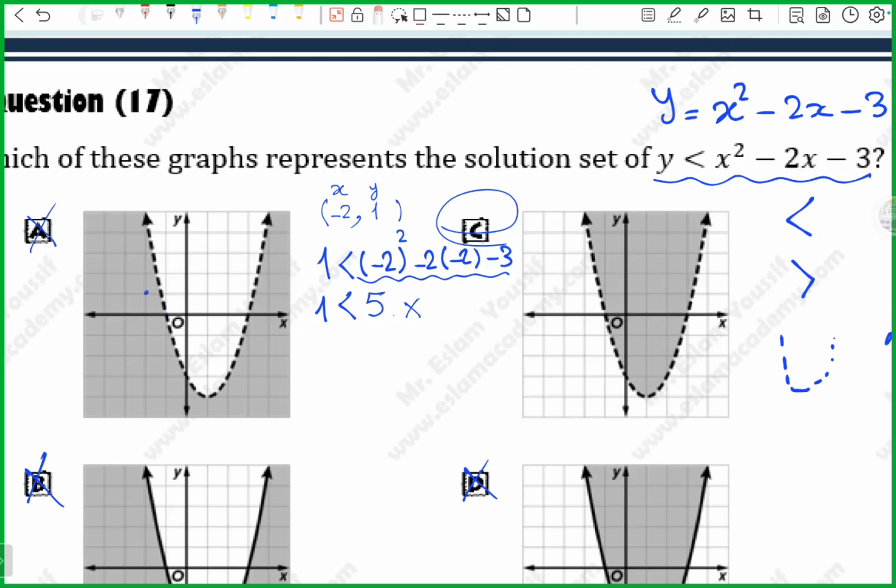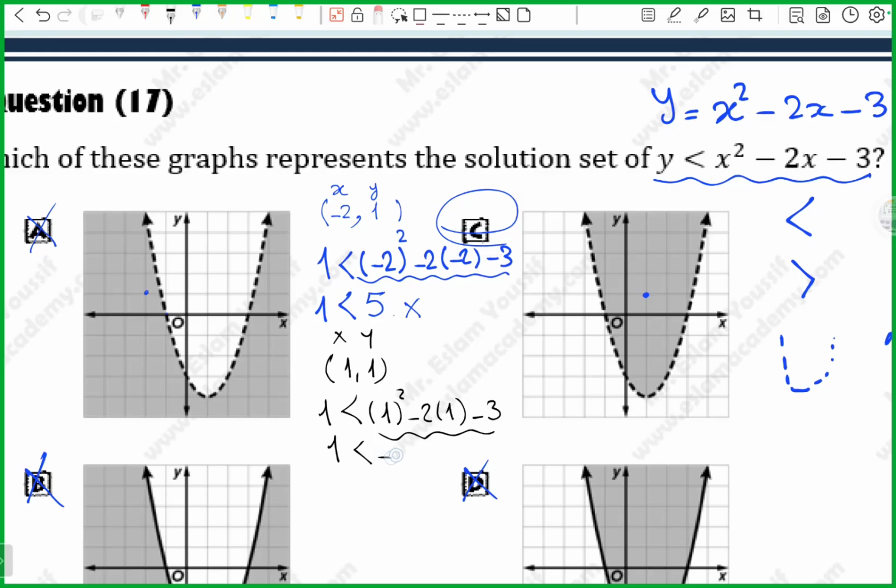You understand it? Choose now any point from the shaded part. Choose any point that you want, from the shaded part. 1 and 1. I will use 1 and 1. It means x equals 1 and y equals 1. So we just write y less than 1 to the power 2 minus 2 multiplied by 1 minus 3. We have 1 less than. Can you find the answer that we have here?